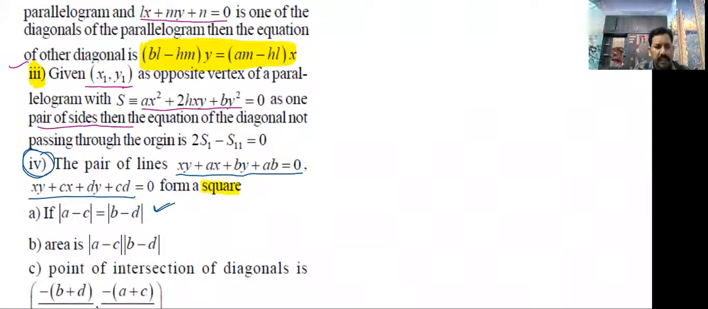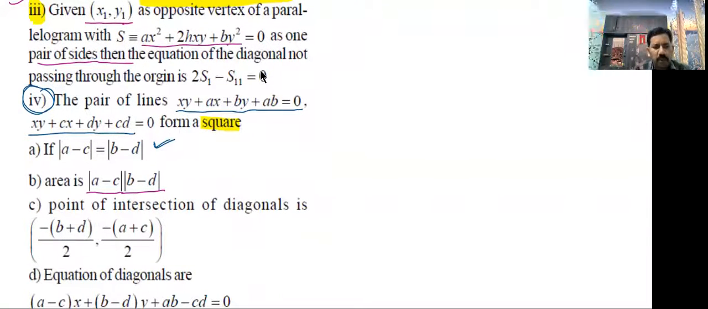Okay. Next, area of square. How to find it? It is |a - c| into |b - d|. And in a square, the point of intersection of the diagonals is given by this formula: (-(b + d)/2, -(a + c)/2), the midpoint of the diagonals.